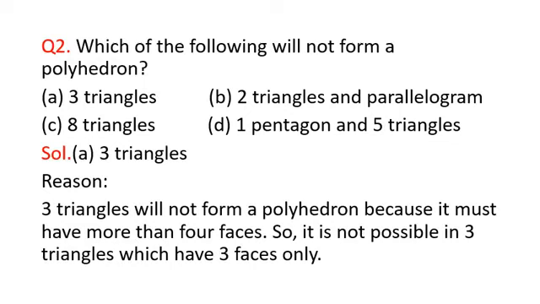So, which of the following will not form a polyhedron? A part is 3 triangles, B part is 2 triangles and a parallelogram, C part is 8 triangles, D part is 1 pentagon and 5 triangles. So the answer is 3 triangles, the reason being that to get an enclosed figure we should have 4 triangles, and the triangular pyramid is a good example to understand this well. It is not possible with 3 triangles, which have 3 faces only.